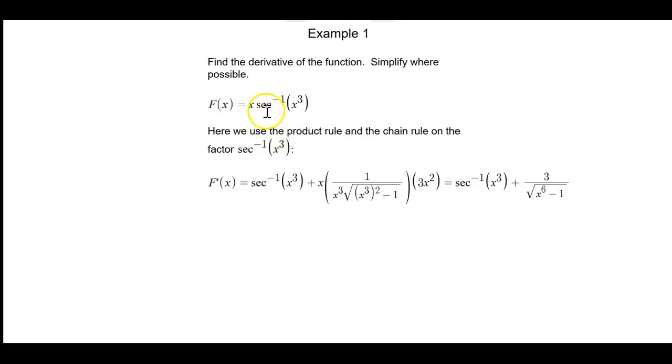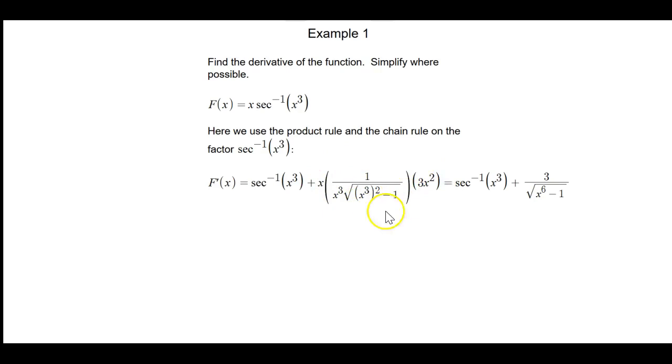So I have this product of x and the arcsecant of x cubed. So I'm going to use the product rule at first, and then I'm going to use the chain rule on this arcsecant factor. So I have the derivative of x times that second factor, so it's this 1 times arcsecant x cubed, plus the first factor times the derivative of the second factor.